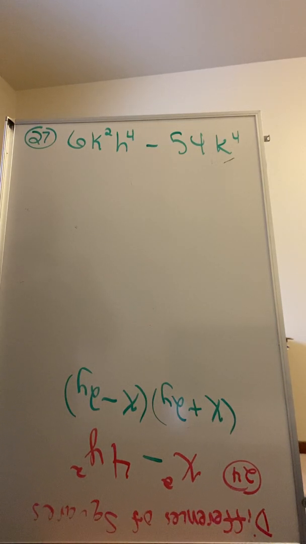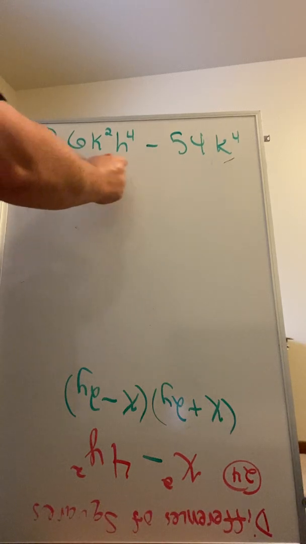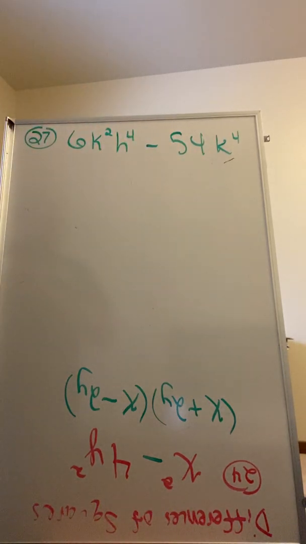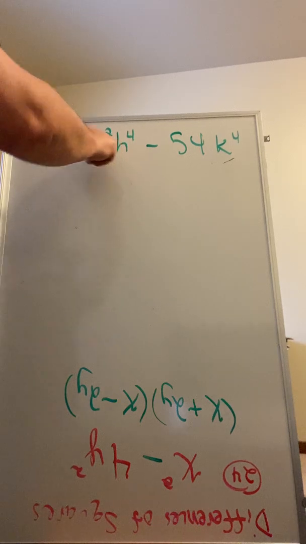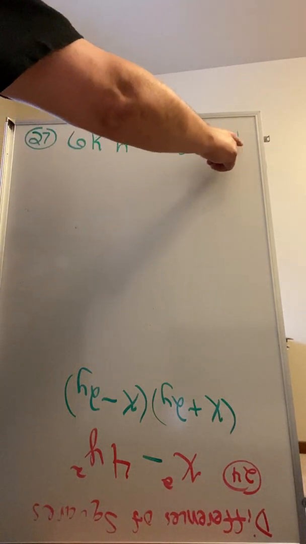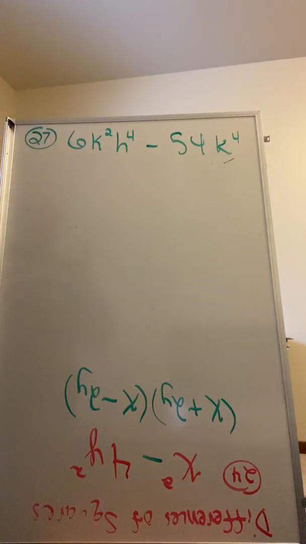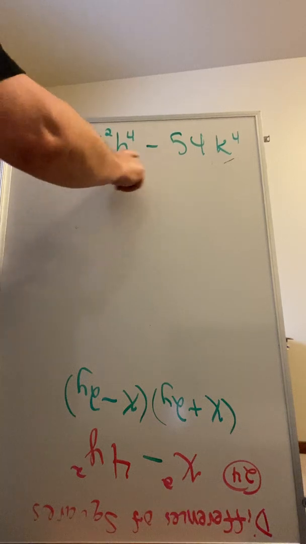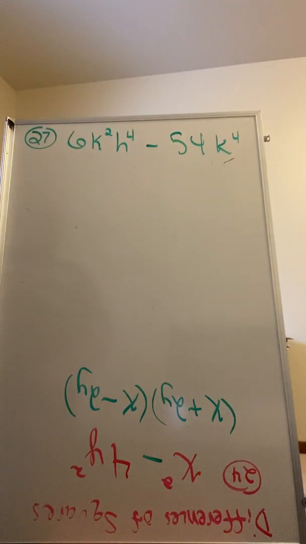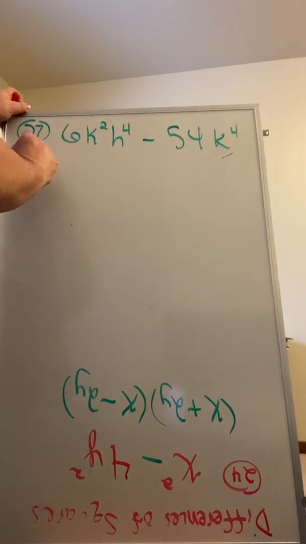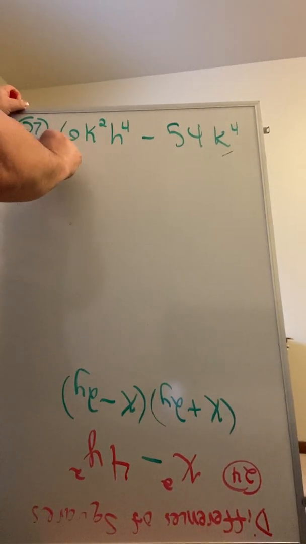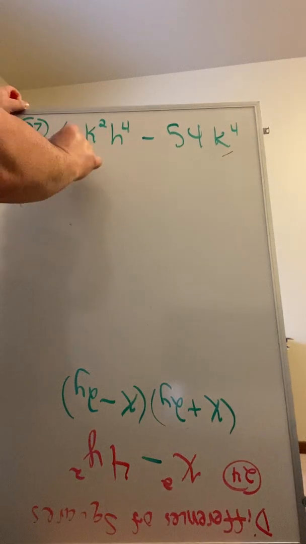Where is there anything common in the first part and the last part? Well, I see a k squared here. I see a k to the fourth there. That means I can take k's from both the first and the second part. I can factor them out. But look at the coefficients. I've got a 6 and a 54. Both of those are divisible by 6. So I can take a 6k squared away from both of them.